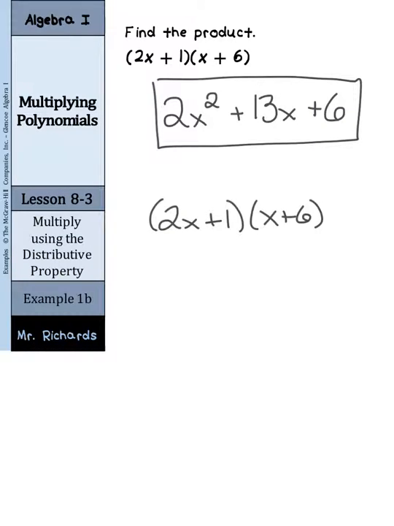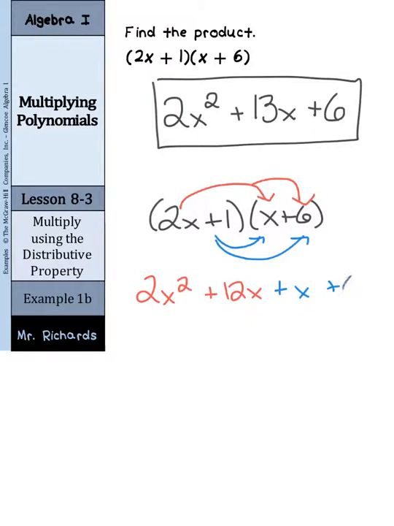As we look here, we're going to have to distribute the 2x times the x and the positive 6. So 2x times x is 2x squared. 2x times 6 is a positive 12x. And then we're going to take the 1. 1 times x is just 1x, or x. And 1 times 6 is, well, 6. Combine those middle terms. We're going to have 2x squared plus 13x plus 6.